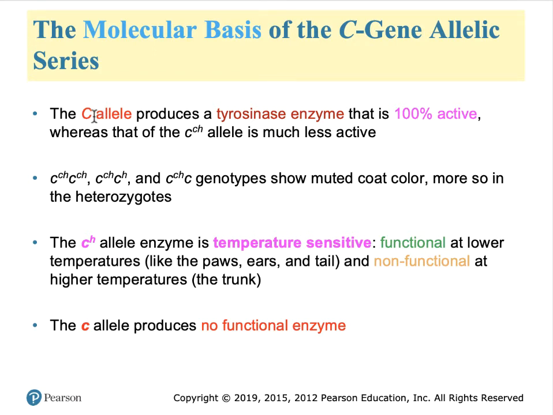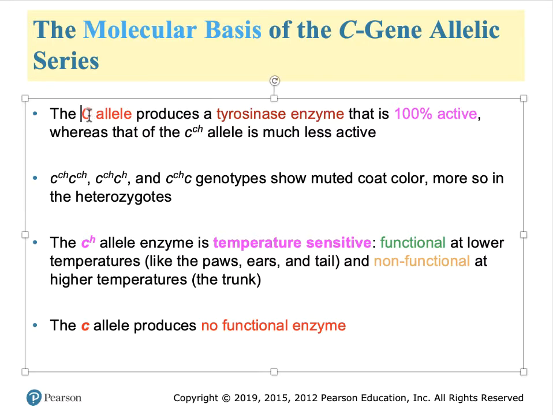So let's equate the two together. The C allele, the big C allele, produces an enzyme called tyrosinase that is 100% active in these cells, whereas the chinchilla allele is much less active. Thus, having one large C inside a cell is enough to produce the full coat color. When it comes to chinchilla, it depends on its genetic association with other alleles inside that cell.